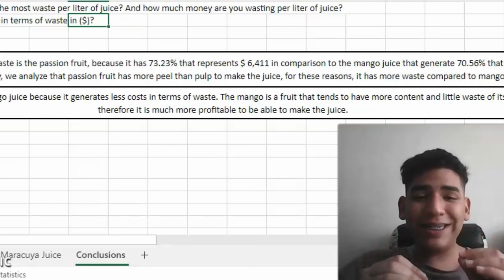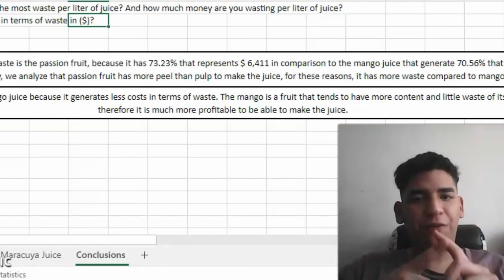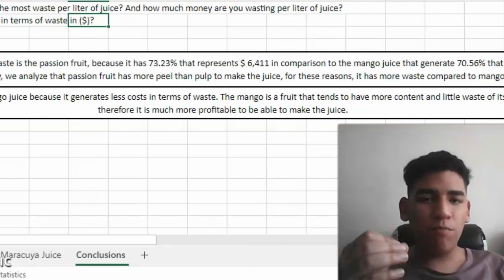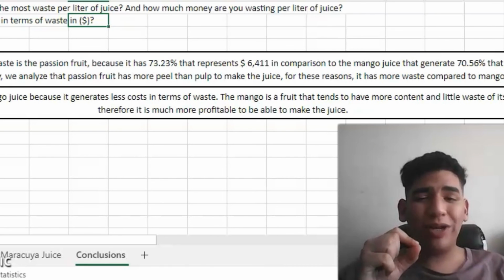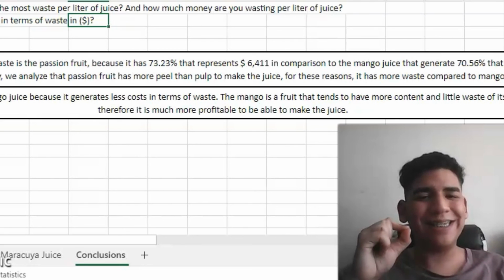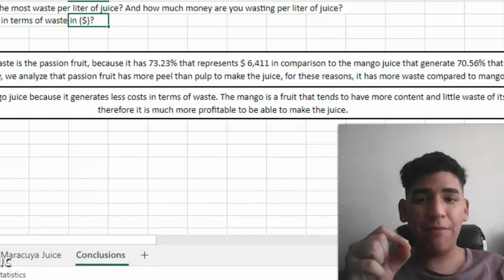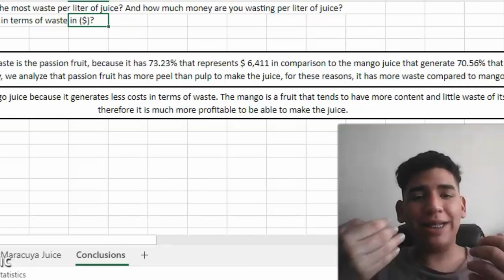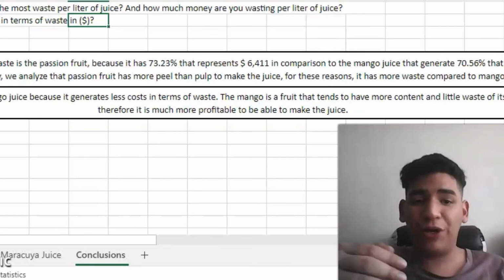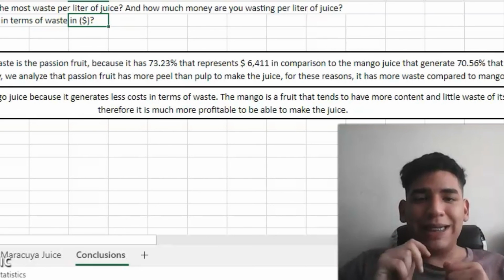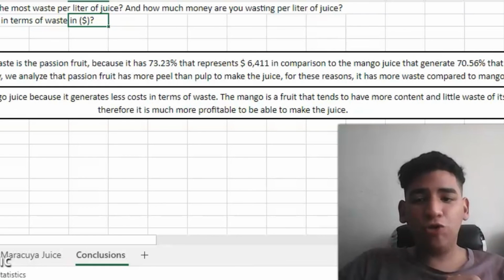According to the whole analysis, we have two conclusions. The first one, the fruit that generates more waste is the passion fruit because it has 73.23% of waste that represents 6,411 pesos. In the same way, the passion fruit has more peel than pulp. For that reason, it has more weight compared to the mango. Second, it's more profitable to make mango juice because it generates less cost in terms of waste. The mango juice has more content to make the juice.